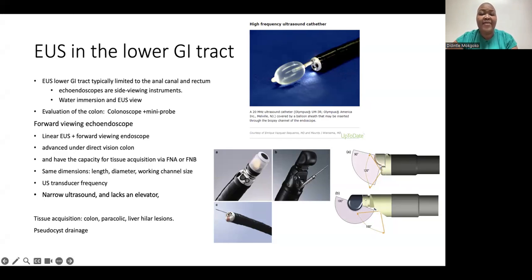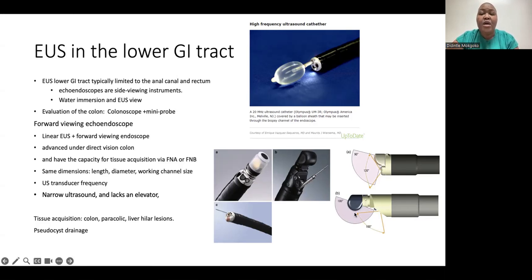What does that mean? That means that you have an echo endoscope that has the benefit of having a linear transducer, so it's like a linear EUS. However, the optics of the scope itself is actually forward viewing. So you have a forward viewing endoscope, which is reminiscent of the normal view you get with a therapeutic or diagnostic endoscope, gastroscopy or colonoscopy, but you've added an EUS transducer at the end of it, to allow you to do forward viewing as well as echo views in the same plane.